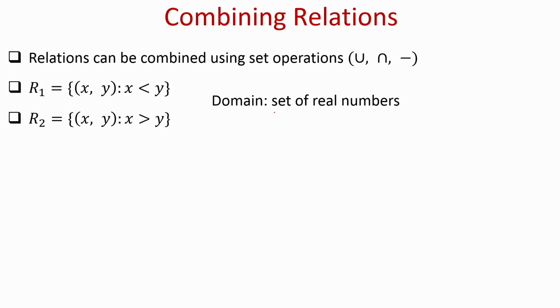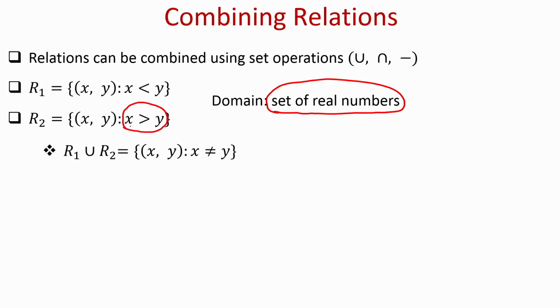So, here my relation R1 is defined over the set of real numbers, my domain is the set of real numbers, and R1 will have all tuples of the form x, y where real number x is less than real number y. And similarly, my relation R2 is another relation defined over the set of real numbers consisting of all x, y pairs where the real number x is greater than the real number y.